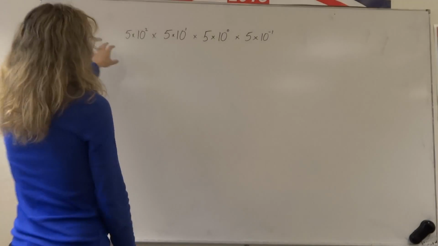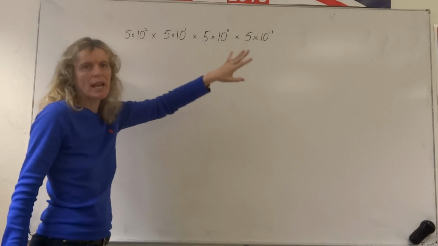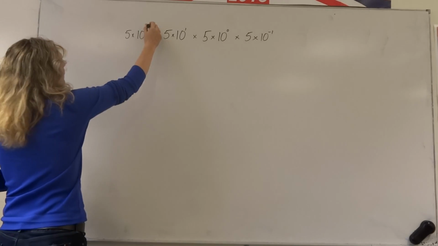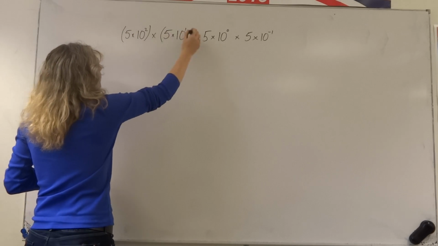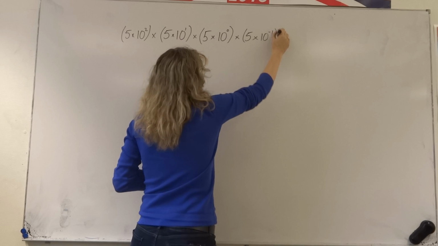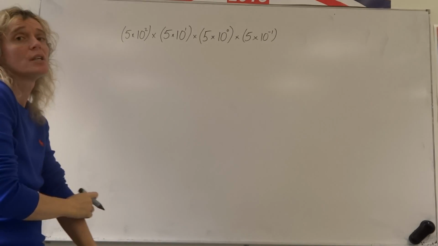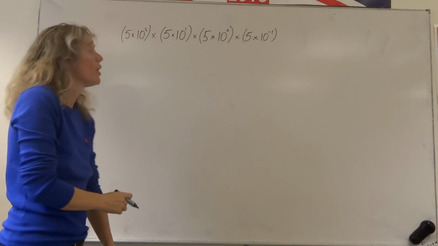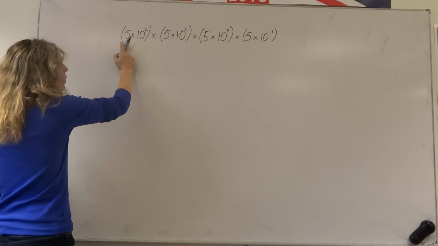Okay, so we've talked quite a lot about scientific notation and how to multiply when we've got all of these factors. Here we've got 5 times 10 squared multiplied by 5 times 10 to the power 1 multiplied by 5 times 10 to the power 0 multiplied by 5 times 10 to the power minus 1. And when we're multiplying this, we know the skill that first we take all of our 5s.